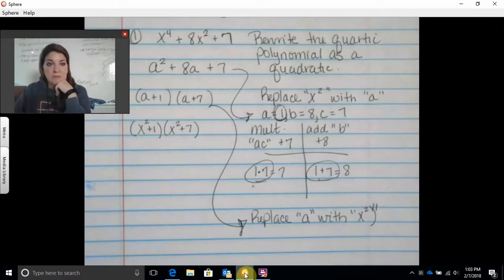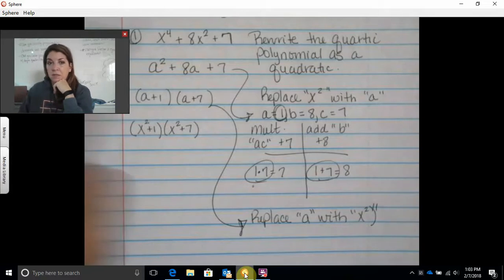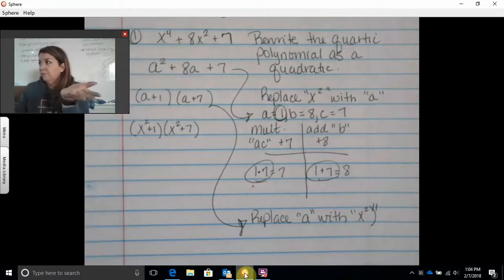So now is my first term times my first term give me my first term? Yeah, x squared times x squared is x to the 4th. And my last term times my last term, 1 times 7, gives me my last term, right? Factored.